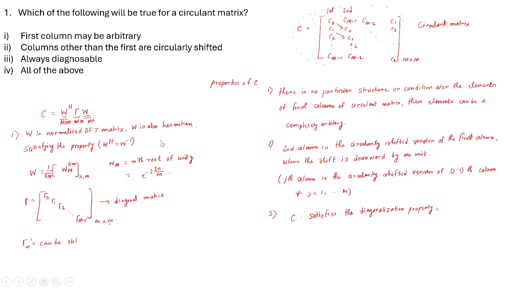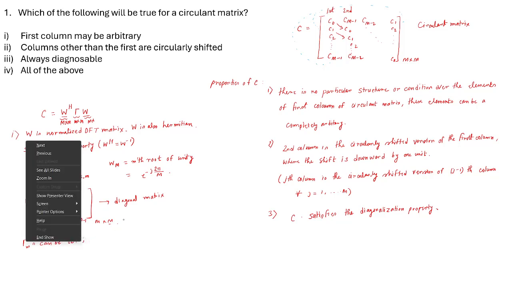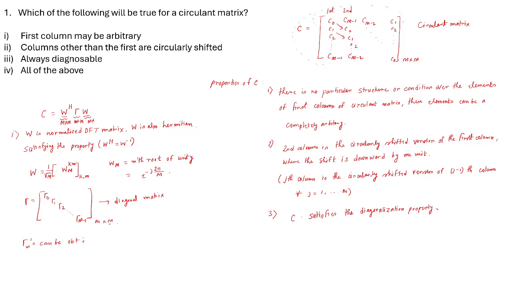Okay, so we are discussing the interrelation between the elements of this diagonal matrix capital gamma and the elements of the circulant matrix C. Therefore you can obtain gamma naught up to gamma m minus 1 by computing the DFT of any column of this matrix C.